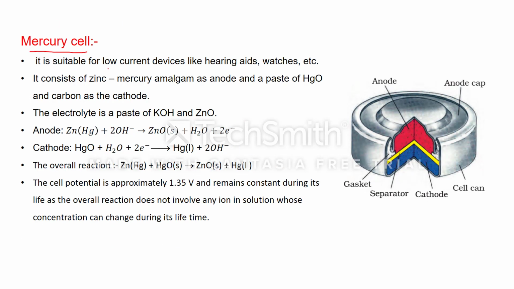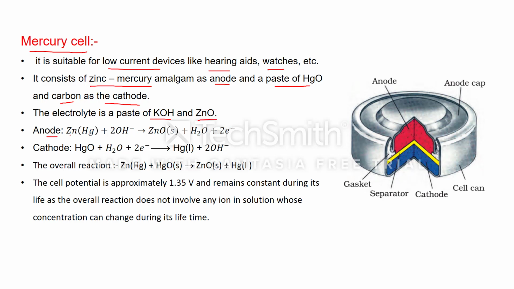Now next one is the mercury cell. It is suitable for low current devices like hearing aids, watches, etc. It consists of a zinc mercury amalgam as the anode and a paste of mercury oxide and carbon as the cathode. The electrolyte is a paste of KOH and ZnO.